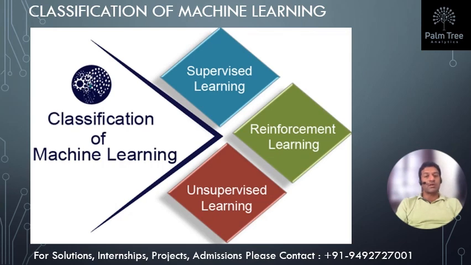Spam filtering is an example of supervised learning. Supervised learning can be grouped further into two categories of algorithm. One is classification and the second is regression.